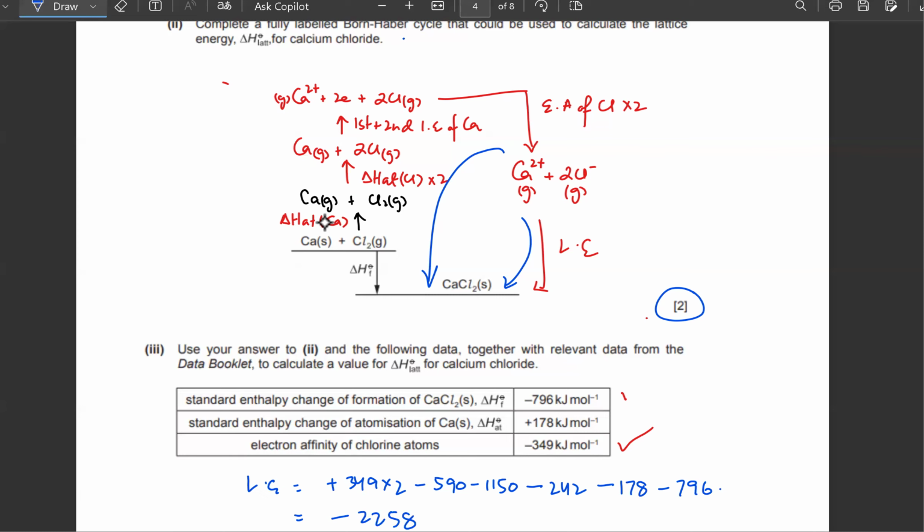Okay. So just this one, remember specifically this one. I was only breaking Cl-Cl, I was only breaking one bond. So that was only 242, right? So we got 2258. Okay, we'll continue next time.